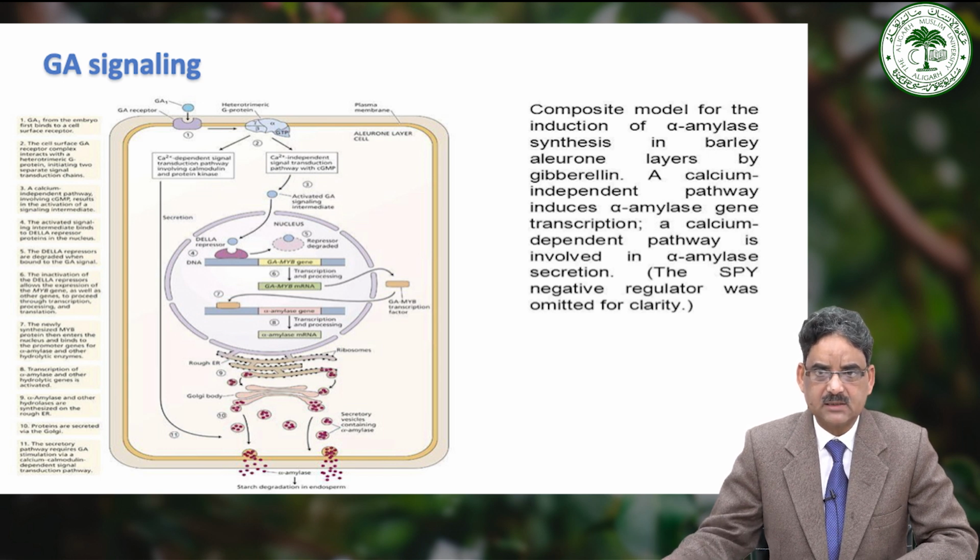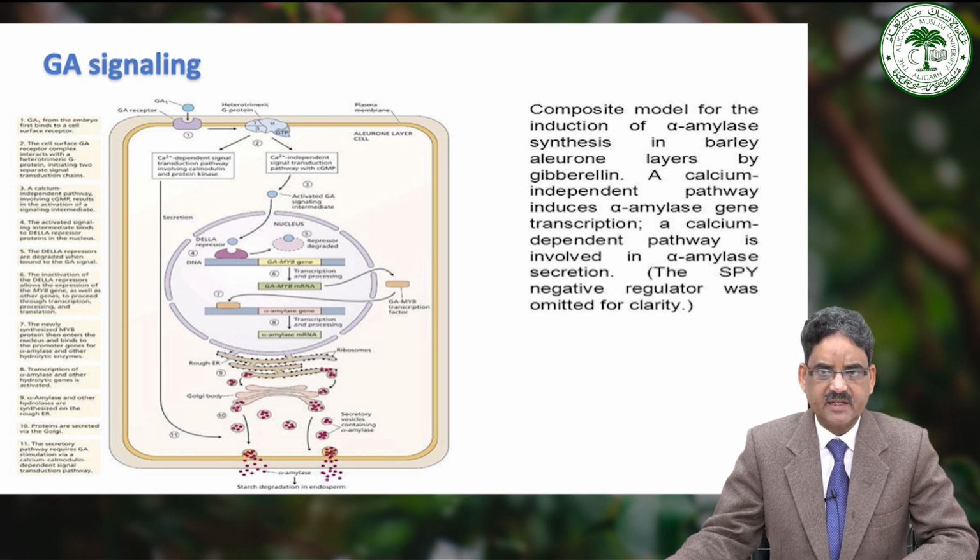Now, let us discuss the gibberellin mediated signaling pathway. The process unfolds through a series of well-defined steps. Initially, GA1 from the embryos binds to a cell surface receptor. Subsequently, the cell surface GA receptor complex engages with a heterotrimeric G protein, instigating two distinct signal transduction chains.